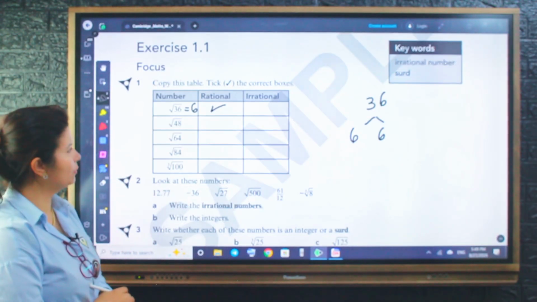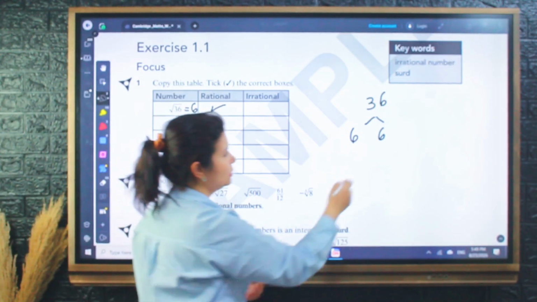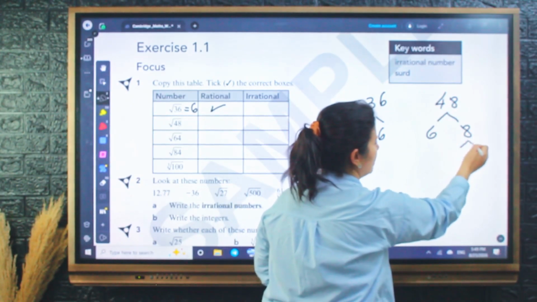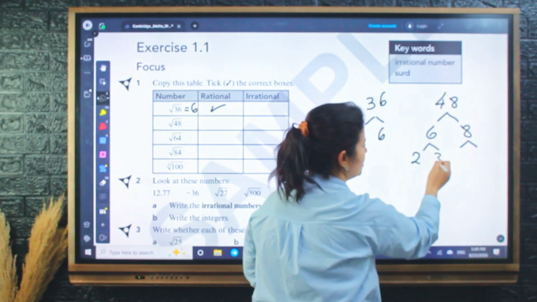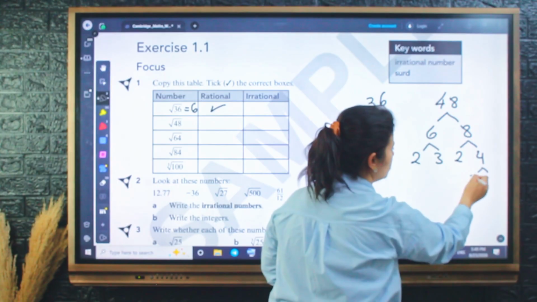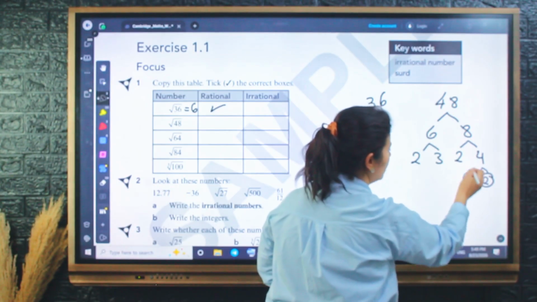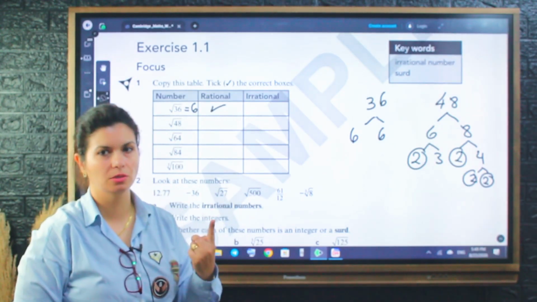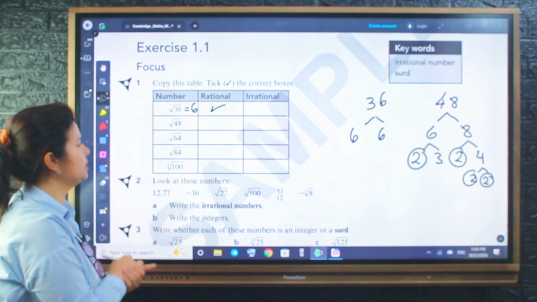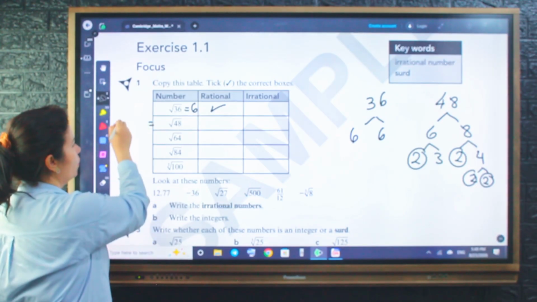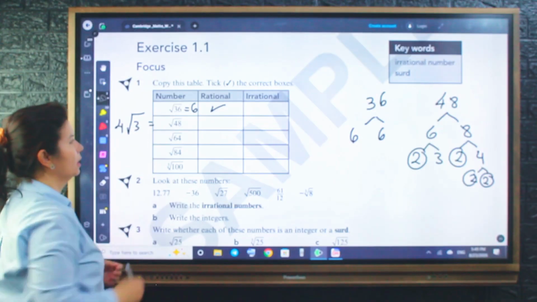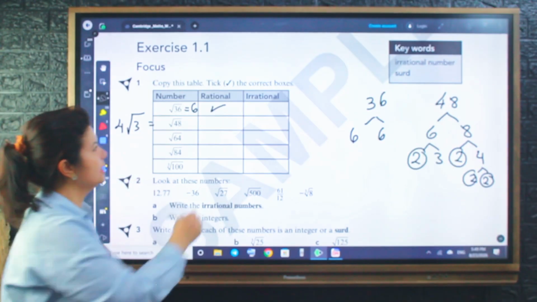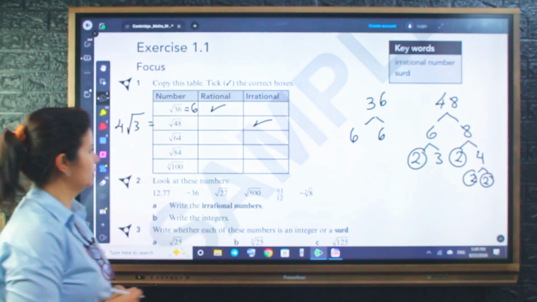Okay. What about 48? Let's factorize 48. It's 6 times 8. And 6 is 2 times 3, 8 is 2 times 4, 4 is 2 times 2. Look here, we have 2 four times and 3 once. So we can write the square root of 48 as 4 root 3. Here we still have a root, we cannot break down this root. So this number is an irrational number.